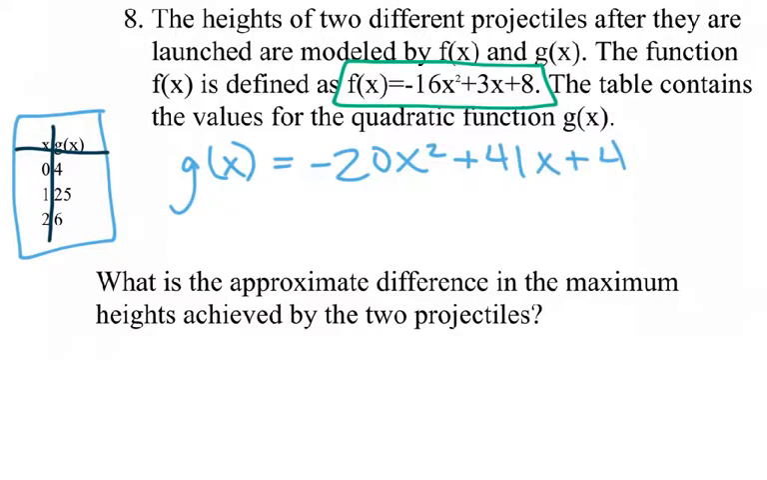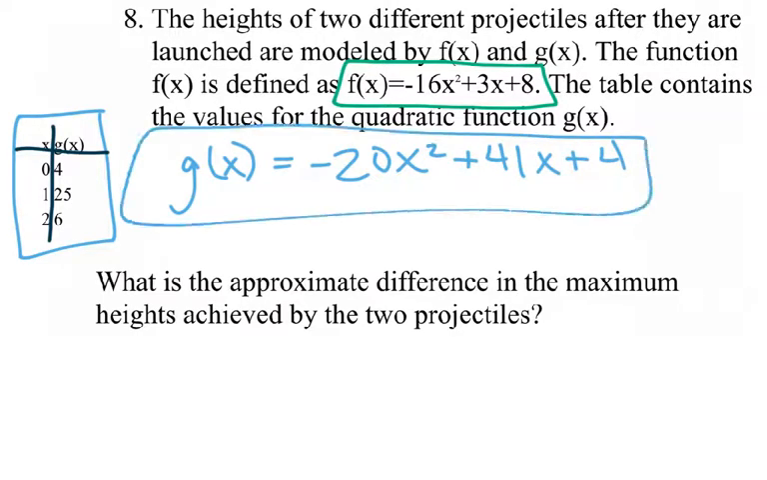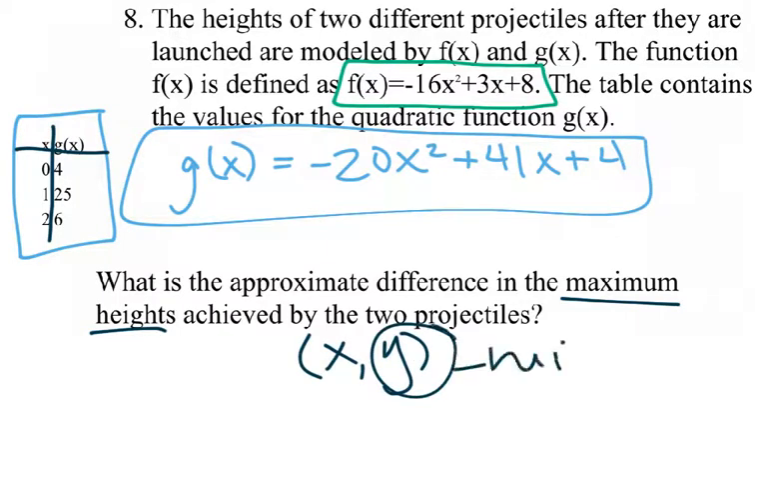Okay, so now we have the two different projectiles, and I wanted to know what is the approximate difference in the maximum heights. Remember that when we talk about maximum, the y-coordinate is always your height. So what I want you to do is graph both of these, find the vertex, and then subtract the two heights. So try that in 1, 2, 3.